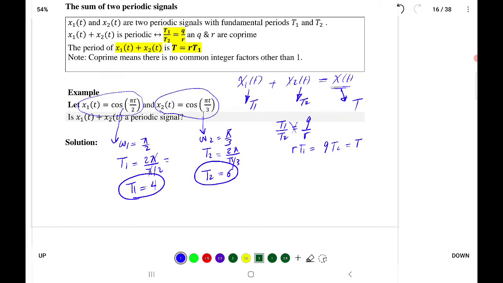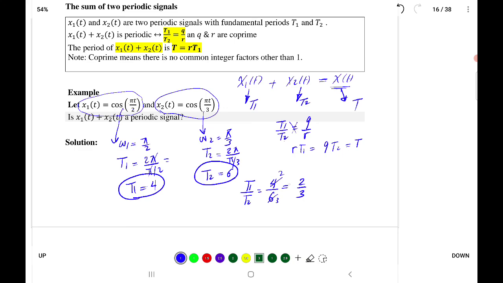Now I want to find the resultant when I add x1 to x2. So as we agreed, we'll find the ratio between T1 and T2. T1 is equal to 4 and T2 is equal to 6. And then we're going to simplify it. So divide by 2: 2 and 3. You simplify it till you get the smallest numbers. So that's the smallest one, you cannot simplify it more than that.